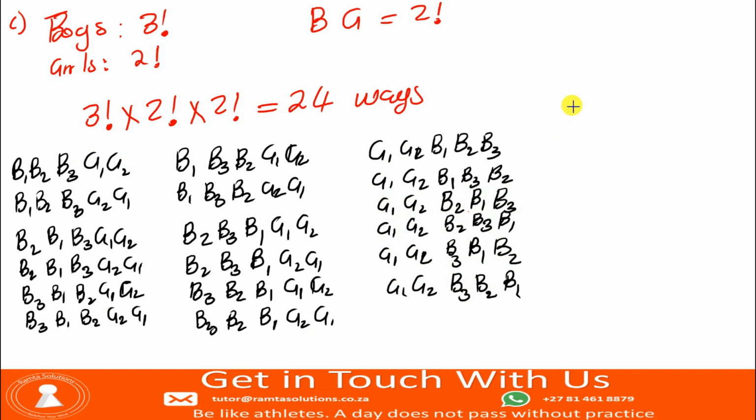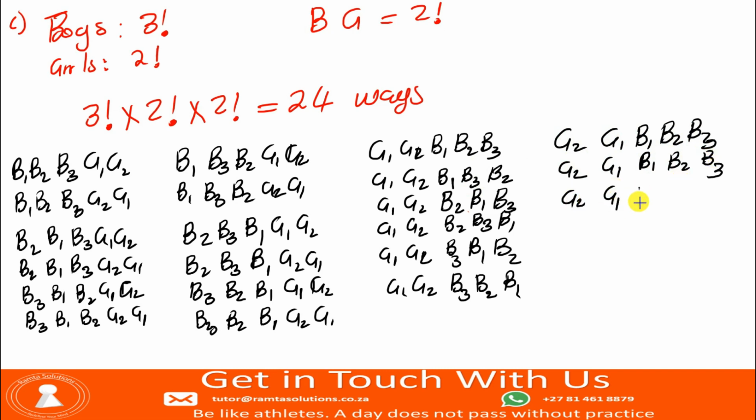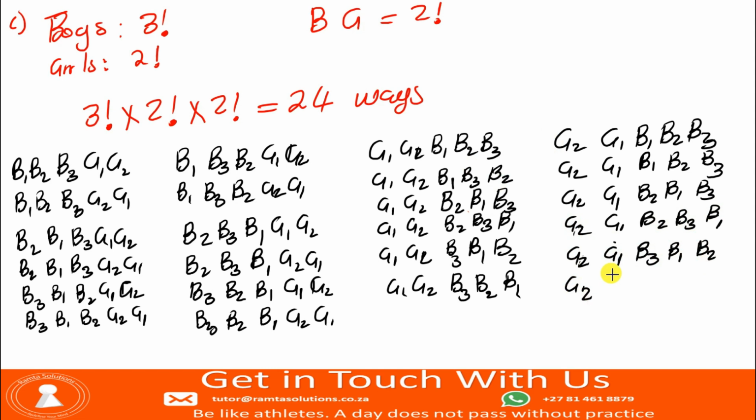Okay? What else do we need? Girl 2, girl 1, boy 1, boy 2, boy 3; girl 2, girl 1, boy 2, boy 1, boy 3; girl 2, girl 1, boy 2, boy 3, boy 1. Oh, we don't have 3 girls, we have 2 girls. So girl 2, girl 1, boy 3, boy 1, boy 2; girl 2, girl 1, boy 3, boy 2, boy 1.